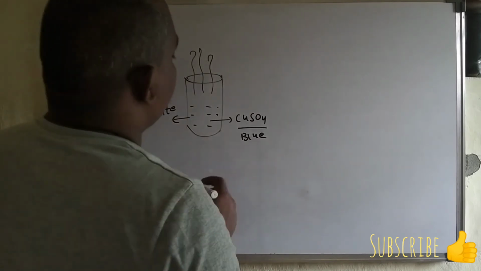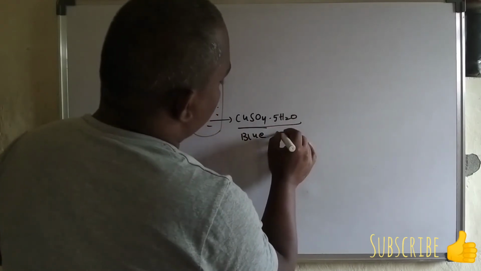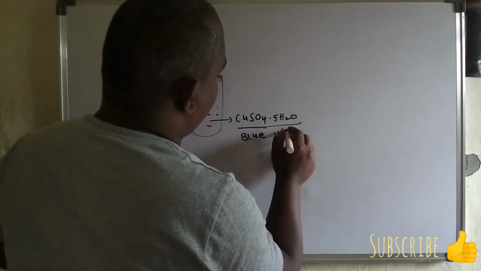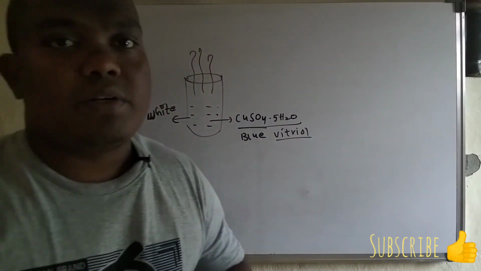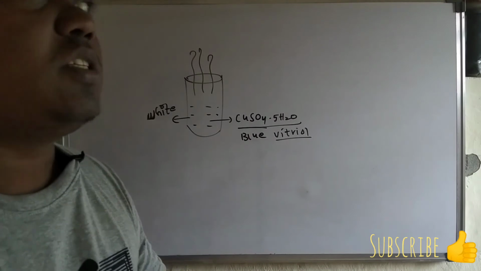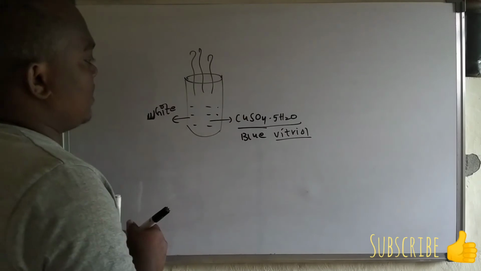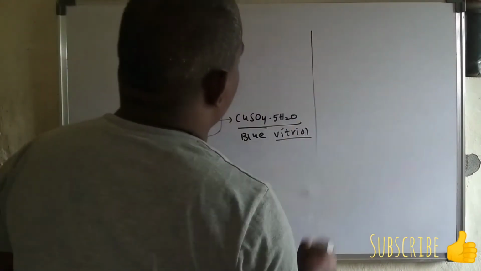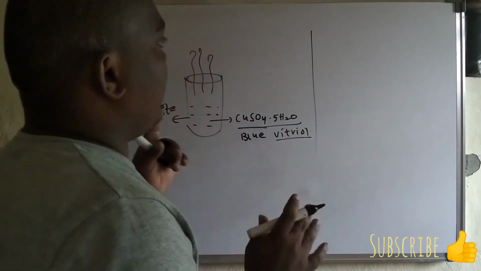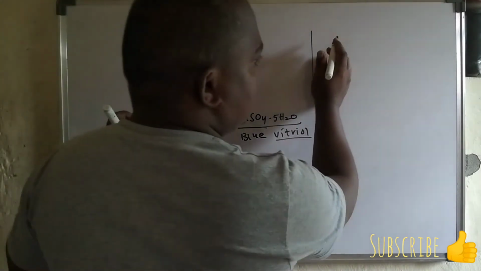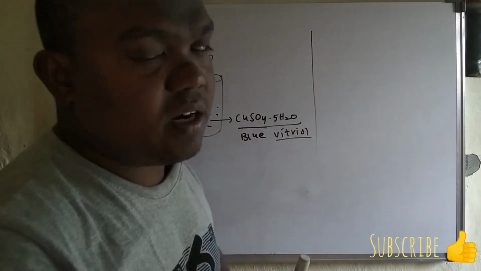So generally, if you observe here, copper sulfate along with 5 water molecules, we can call it blue vitriol. When we heat this copper sulfate, it loses its water molecules and is converted into white color. There are so many compounds which, when heated like this, lose their water molecules and change color, right?